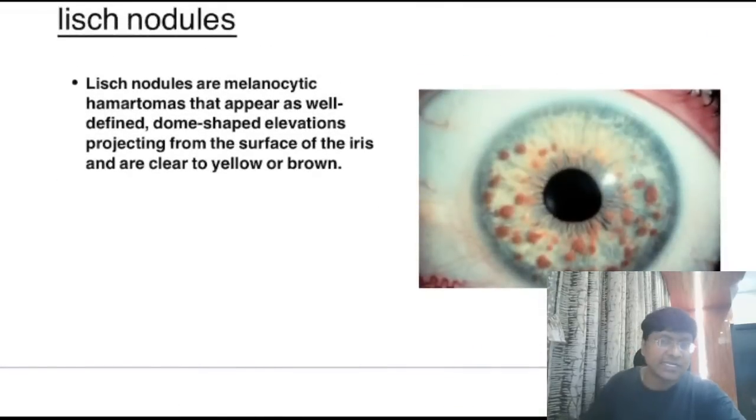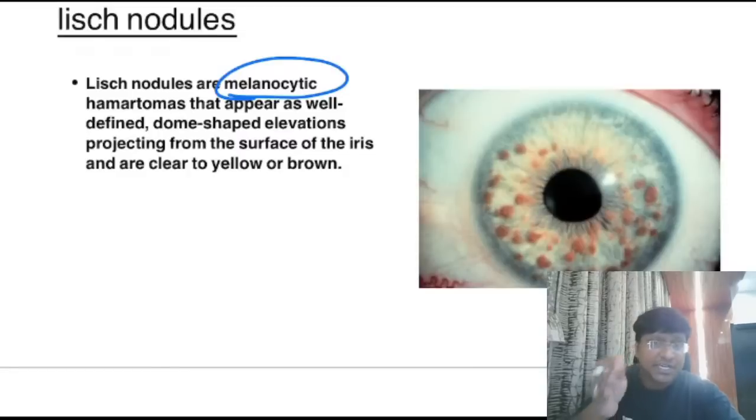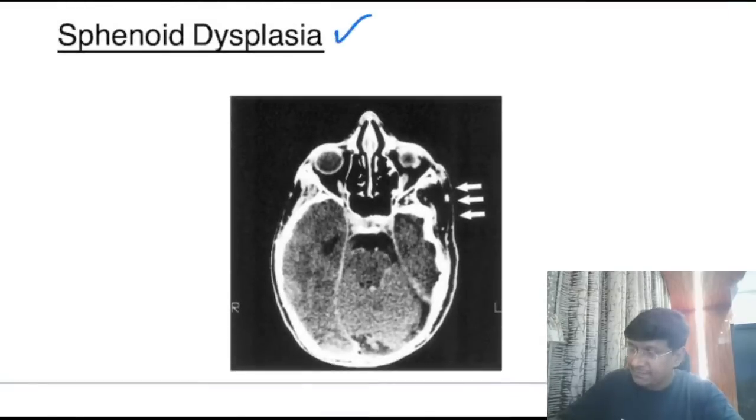And what exactly are Lisch nodules? Lisch nodules are melanocytic hamartomas that appear as well defined dome shaped elevations projecting on the surface of the iris. Okay, this will be the abnormality within the eye. Right, very good, Tushar. Even there will be development of sphenoid dysplasia as well, right? So these are the abnormalities that you will come across in patients with neurofibromatosis type 1.